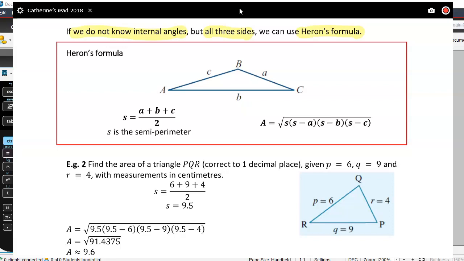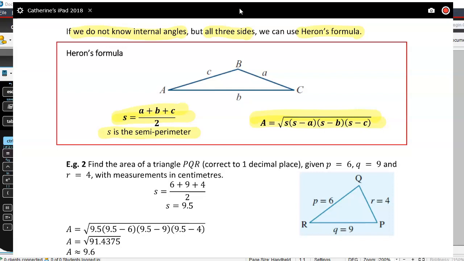So you've probably used this before, where area is the square root of S times S take A times S take B times S take C. Now S is something called the semi-perimeter. So there's a number of steps you've got to do here to calculate it using Heron's formula.